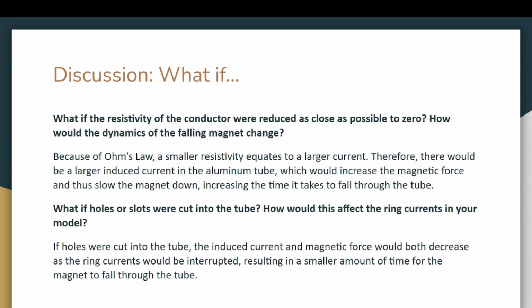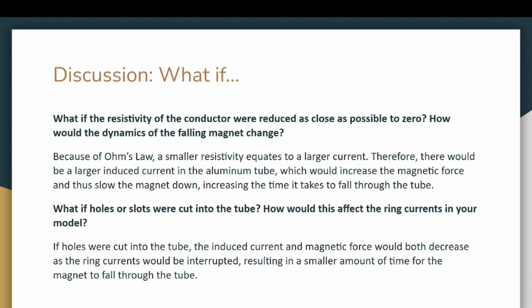So what if the resistivity of the conductor were reduced as close as possible to 0? How would the dynamics of the falling magnet change? Because of Ohm's law, a smaller resistivity equates to a larger current. Therefore, there would be a larger induced current in the aluminum tube, which would increase the magnetic force and slow the magnet down, increasing the time it takes to fall through the tube.